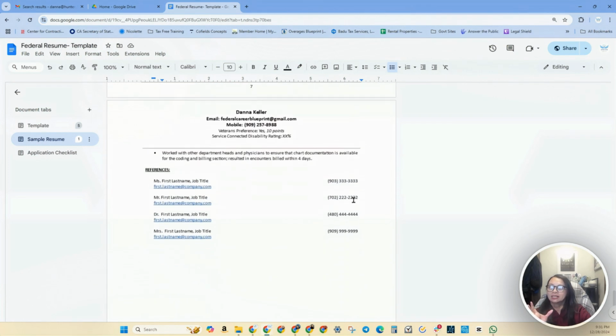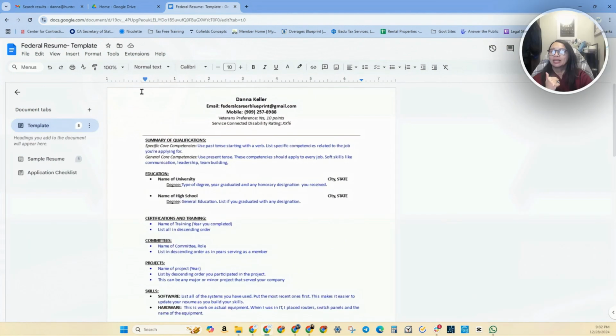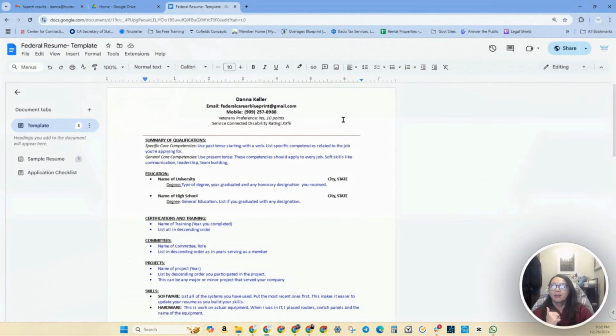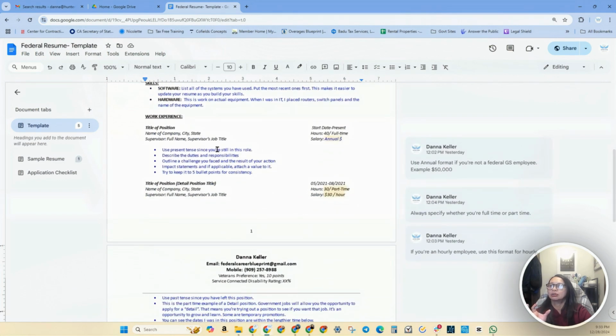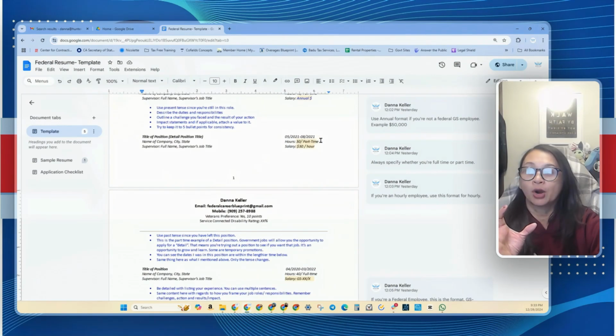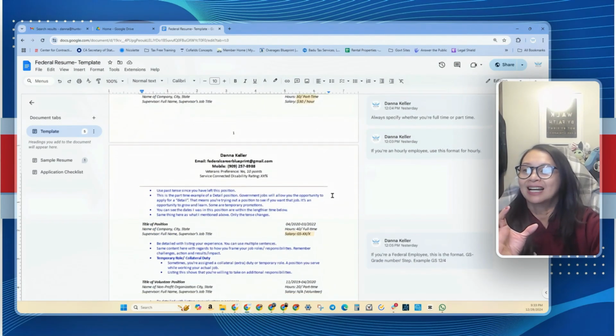And then for references, give at least 3. And now here is the template. The information I have here, the blue, basically just outlines and gives you specifics as far as what you want to put on there. But it's pretty much the same format. I wanted to include what the hourly would look like, part-time. You can place that on there.